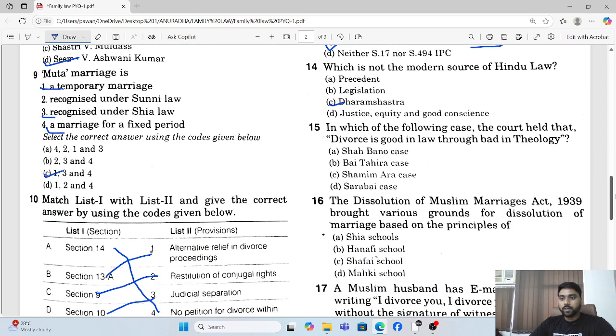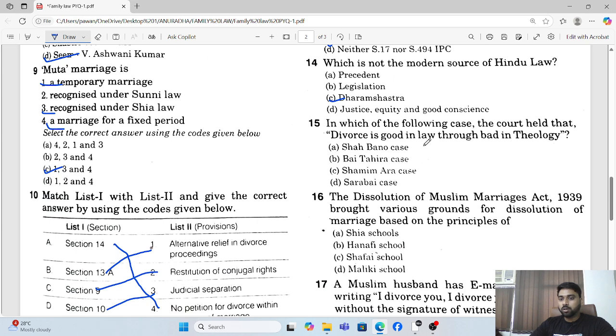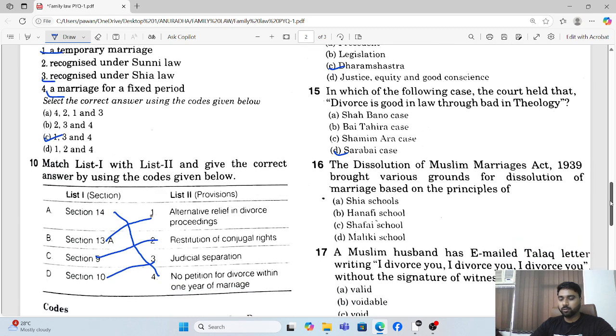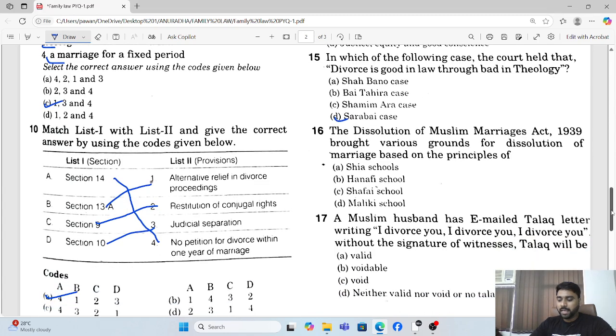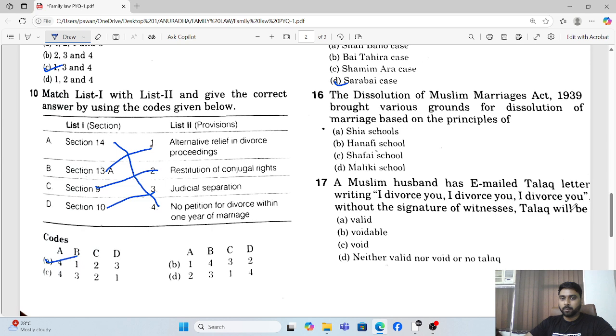In which of the following cases did the court hold that divorce is not good in law? Divorce is good in law though bad in theology, as held in the Sarabai case. In the Sarabai case, the court says that divorce can be a remedy for an abusive relationship, but cannot be good in any kind of religious sacrament.